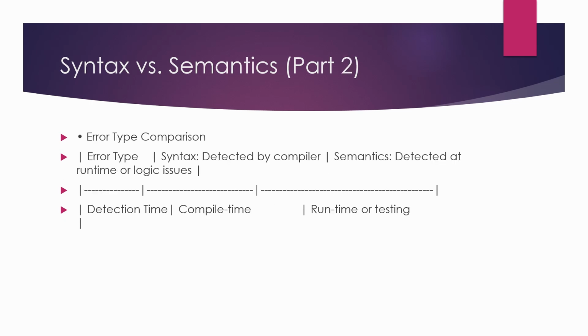When we look at error detection, syntax errors are caught by the compiler during compile time, whereas semantic errors are often only identified at runtime through testing or execution. Understanding the distinction helps developers debug more efficiently.